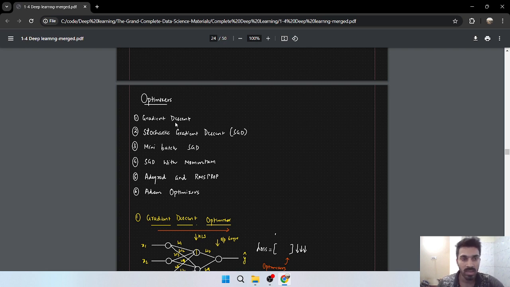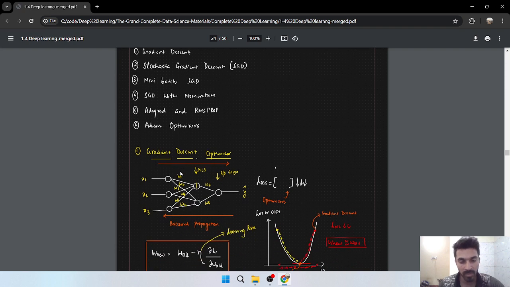Gradient descent, I think you have learned in linear regression. Basically this is the basic optimizer, but in every algorithm we have to use this gradient descent function. There are some problems in gradient descent, so that's why we have to learn SGD, mini-batch SGD, SGD with momentum, AdaGrad, RMSProp, and Adam optimizers.